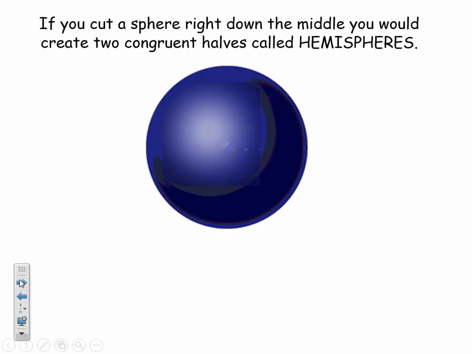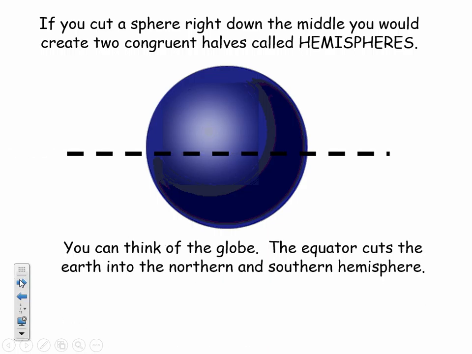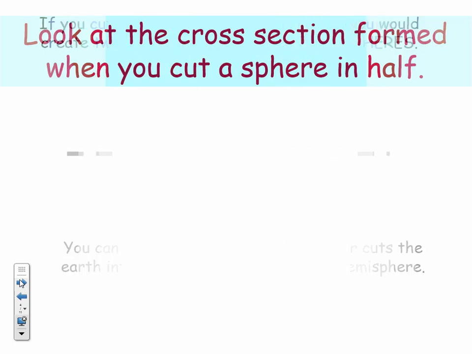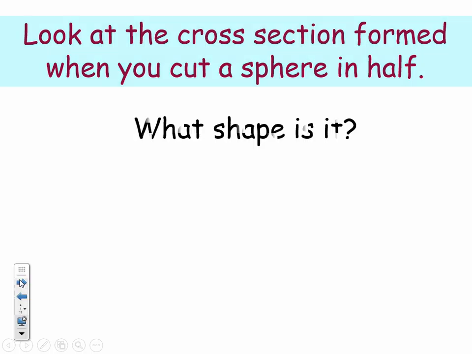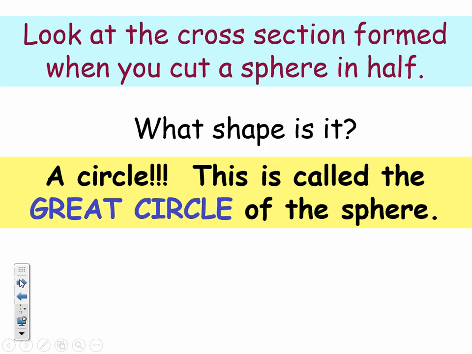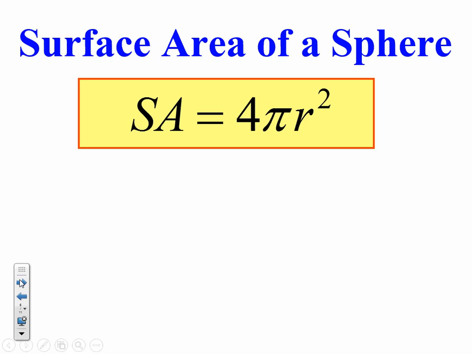So you should also remember from your earlier mathematics education, if you cut a sphere right down the middle, you would create two halves called hemispheres. And it's just like what you learned when you learned about the globe, right? We have the northern and the southern hemisphere, same idea. So if we cut that sphere in half, we would have two hemispheres. And if you look at the cross-section, so if you cut it in half and then look down at it from a bird's eye view, you would have a circle. It's called a great circle of the sphere, that idea that it's the great circle around, okay?